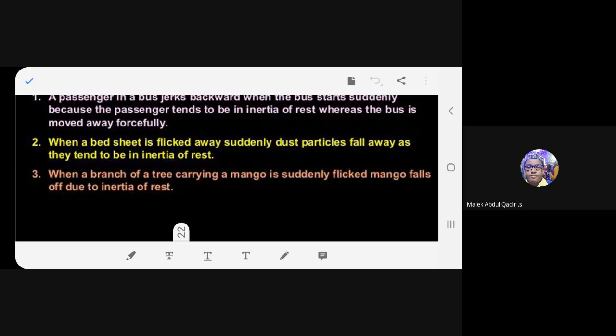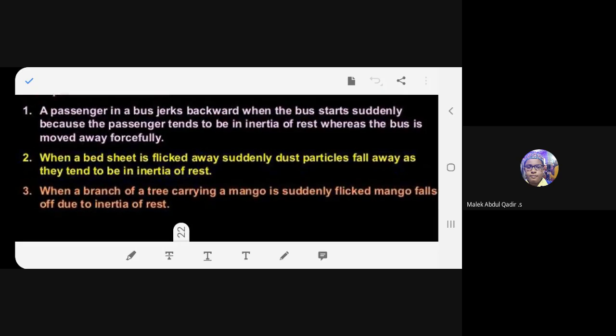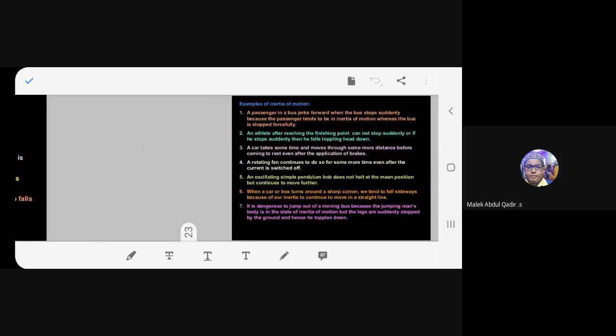Boys, 9th standard boys, do you understand what I'm saying? Yes, ma'am. Okay. So in the first example, passenger, inertia of rest. Second example, dust particles, inertia of rest. Third example, mango, inertia of rest. Do you all agree with me? Yes, ma'am. Okay, fine. All of you understood, I hope?